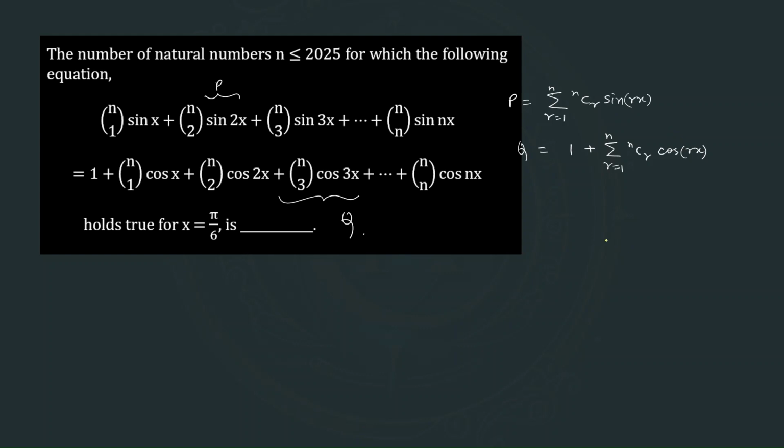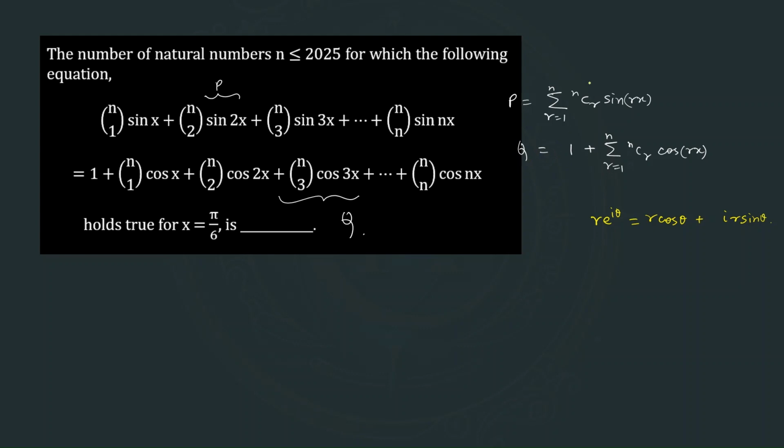Why? Because let's say we have a complex number r e to the power iota theta. Then it can be written as r cos theta plus iota times r sin theta by Euler's formula. That means if somehow we can express this P and Q, or more specifically Q minus 1, as the real part and imaginary part of a complex number, then we can represent this series in the form of some series in complex numbers.